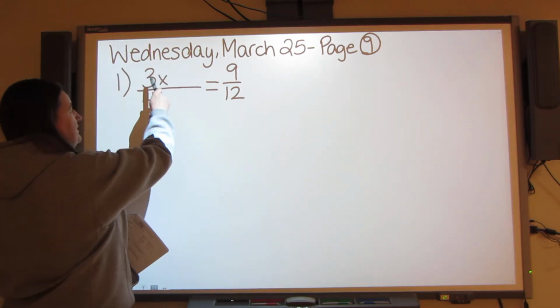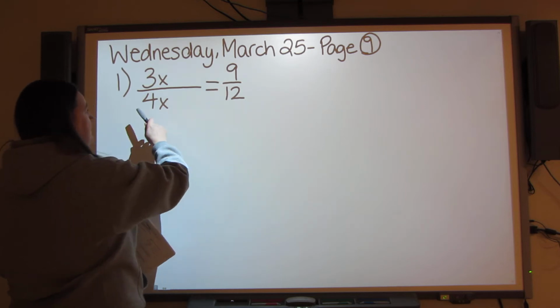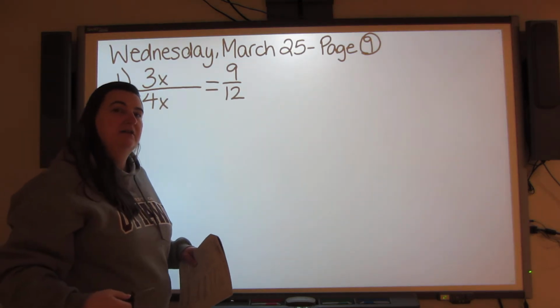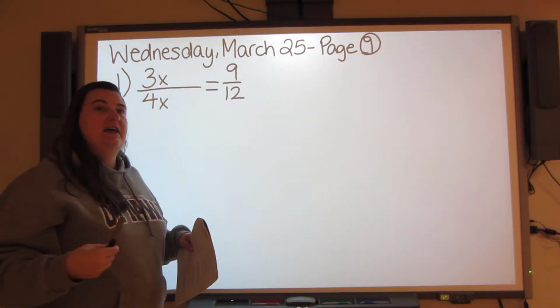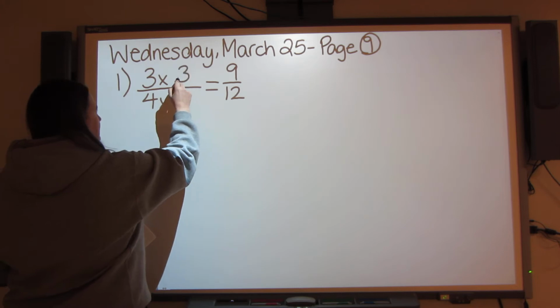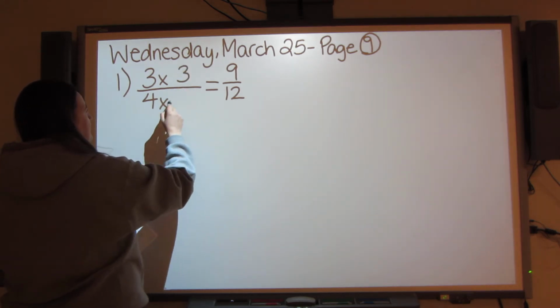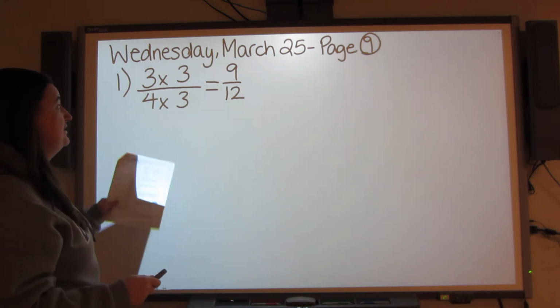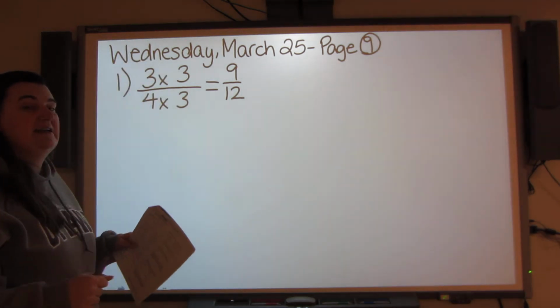So 3 times something is 9. 4 times the same something has to be 12. If that doesn't work, then that's not an equivalent ratio. So 3 times 3 is 9, and 4 times 3 is 12. So you know it's an equivalent ratio because the something that you're missing is the same.